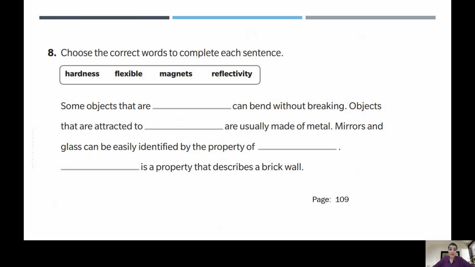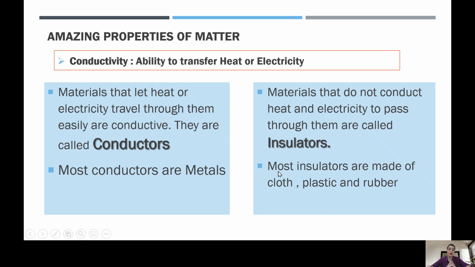If I want to recap or summarize, some objects are flexible. This means they can bend without breaking, and objects that are able to attract magnets are usually the ones that are made of metals. Mirrors and glass are easily identified by their property, which is reflectivity, the ability to reflect light, and hardness is a property that describes a brick wall because it is very hard and tough.